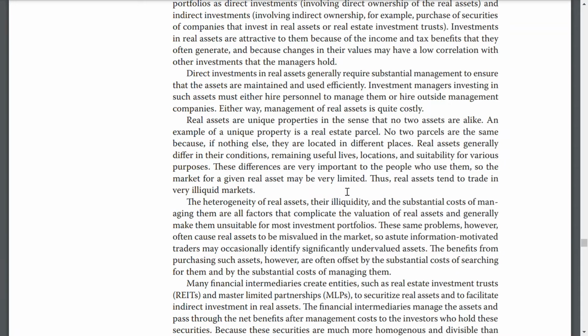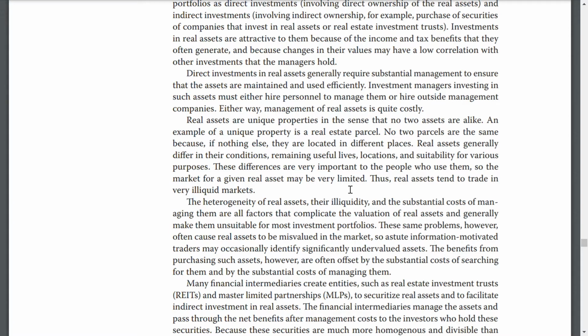Real estate has unique properties in the sense that no two assets are alike. An example of a unique property is a real estate parcel. No two parcels are the same because if nothing else, they are located in different places. Real estate generally differs in their contracts, remaining useful lives, locations, and suitability for various purposes. These differences are very important for the people who use them. So the markets for a given real asset may be very limited. Thus, real estate tends to trade in very illiquid markets.